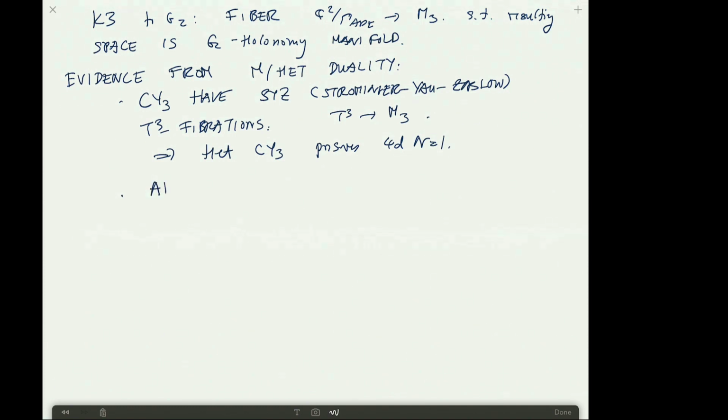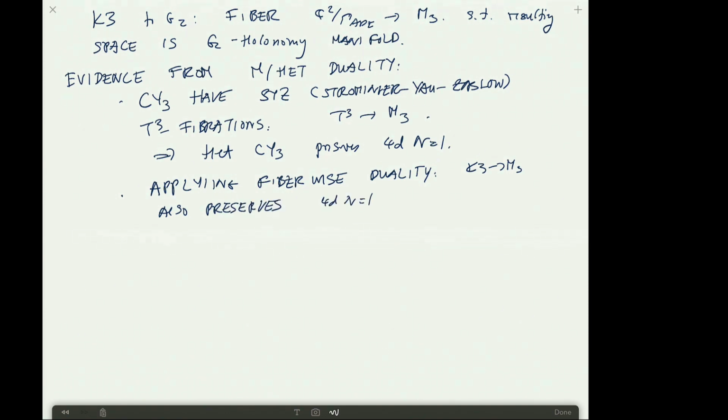So applying fiberwise duality, we expect that there is then a K3 over M3 that also preserves N equals 1, so it's G2. This is just to add evidence for this, but I'll actually give you some derivation of what the theory is that we get by reducing.